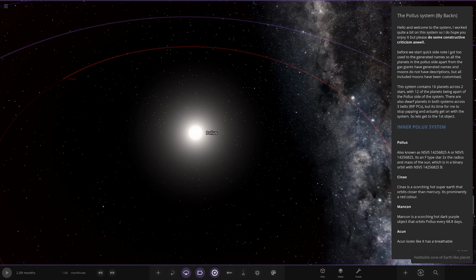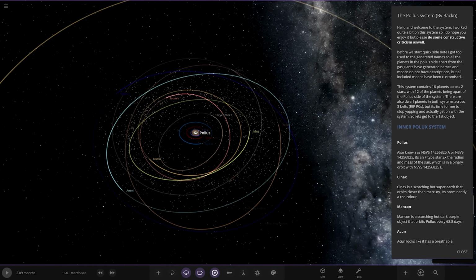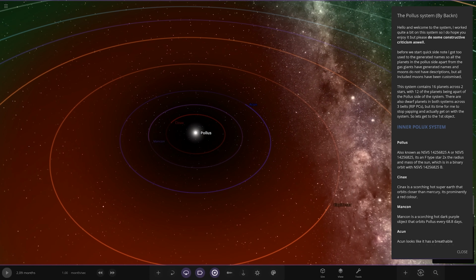Okay, right. The Pollus system by Back End. "Hello and welcome to the system. I work quite a bit on the system, so I do hope you enjoy it, but please do some constructive criticism as well." Okie dokie. How are we looking? Ooh, okay. Awesome. "Before we start, quick note, I got too used to the generated names, so all of the planets in the Pollus, apart from the gas giants, have generated names and moons that do not have descriptions, but all including moons have been customised." Very nice.